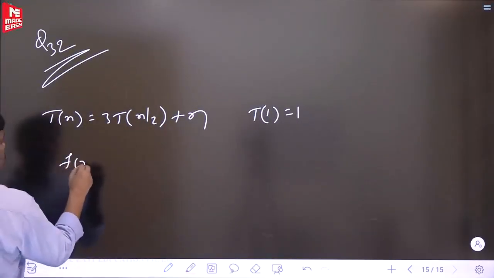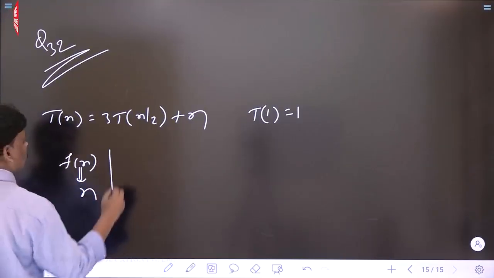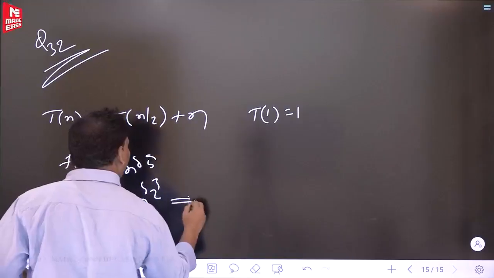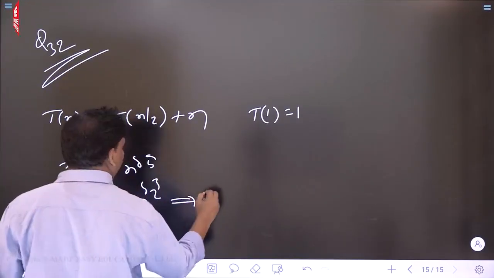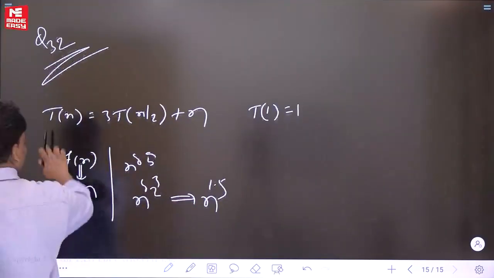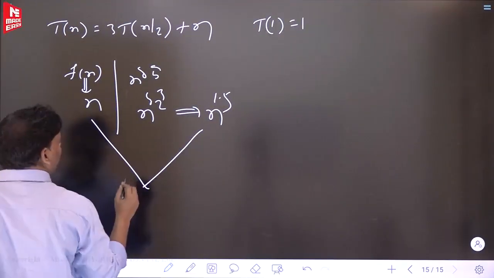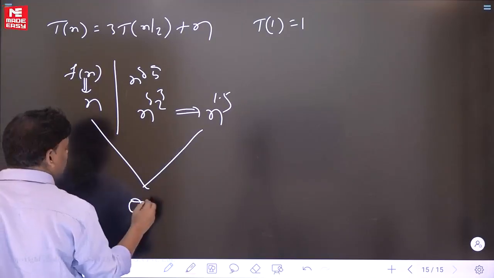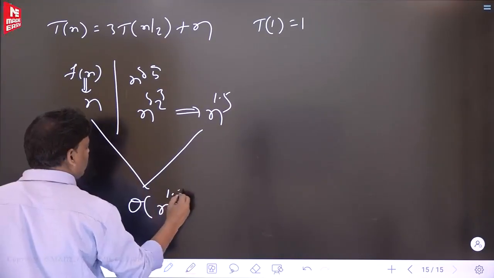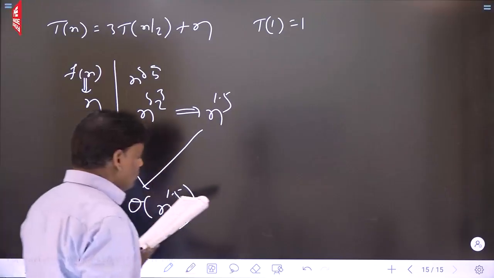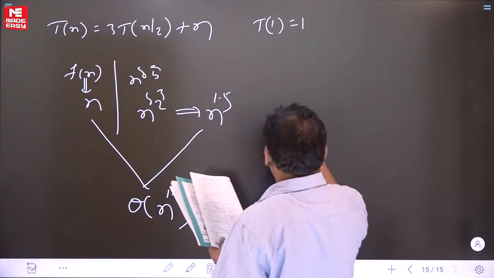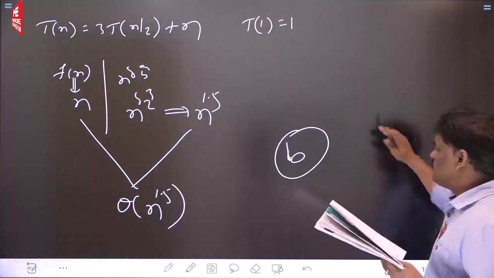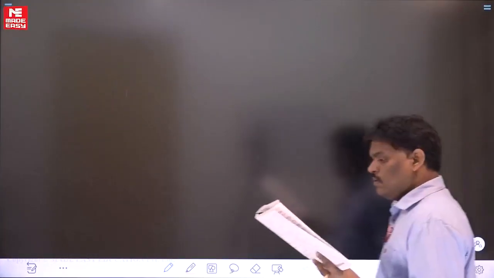Can you help in f of n? N power log a base b. What is the answer? N power log 3 base 2, which will go to n power 1.5 maybe. So can you help in who is bigger? N power 1.5 is bigger. How many times? Root n times. Root n is a polynomial. So whoever is bigger is the answer. Answer is going to be n power 1.5. Answer is going to be option B. Question number 32. Answer is B. This is the reason for that.